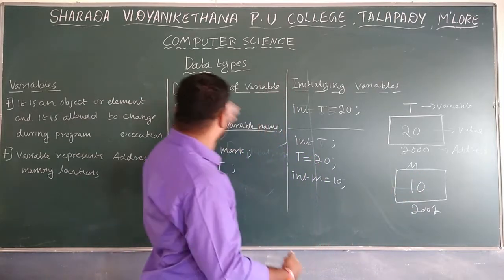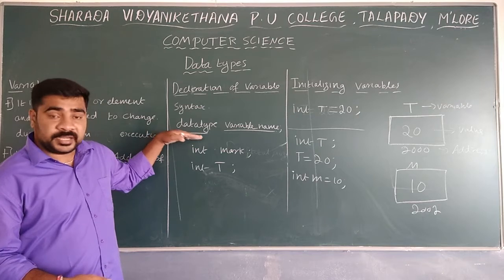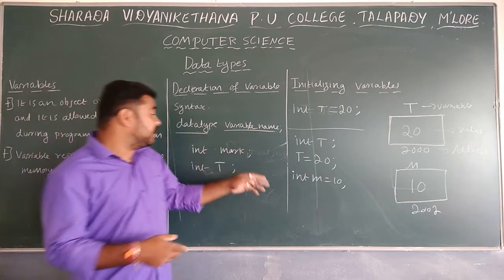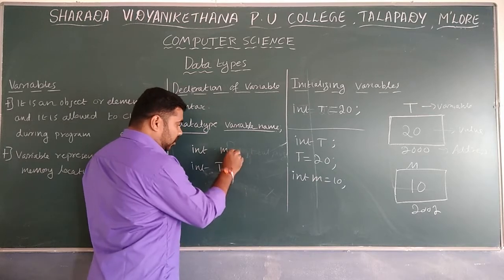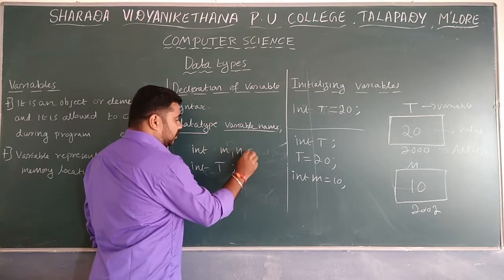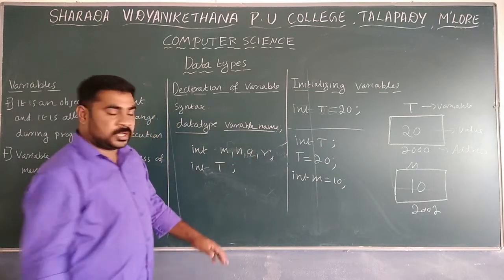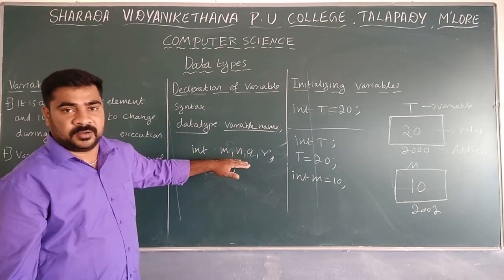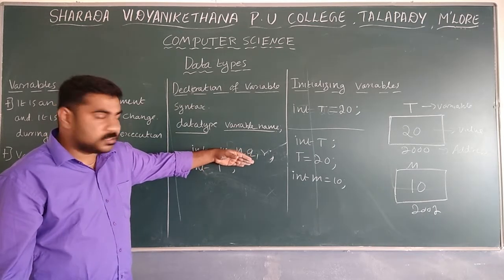Then after that, just declaring the variable. How can we declare the variable? Data type, space, variable name. Multiple variables are there, but if you use the comma operator, I will write here m, comma n, comma q, r. Then after that, you have to use the semicolon. Remember, all the variables should be separated by the comma. So that is multiple variables. If you want to declare, you can use it like this.